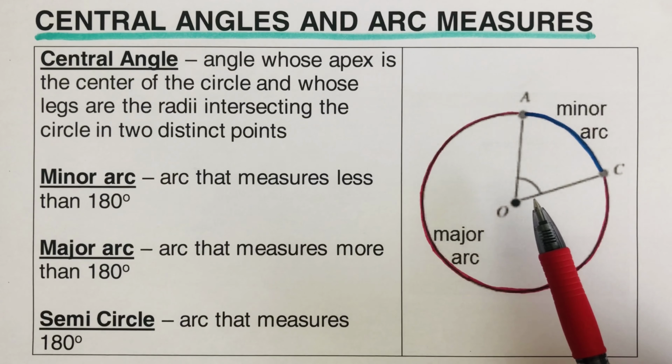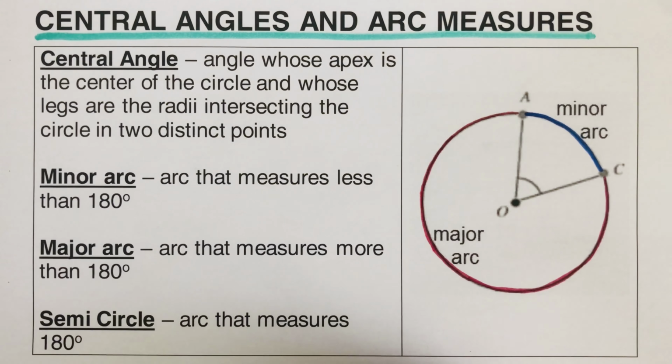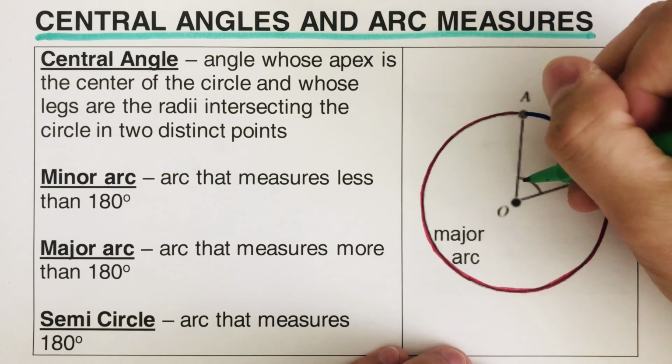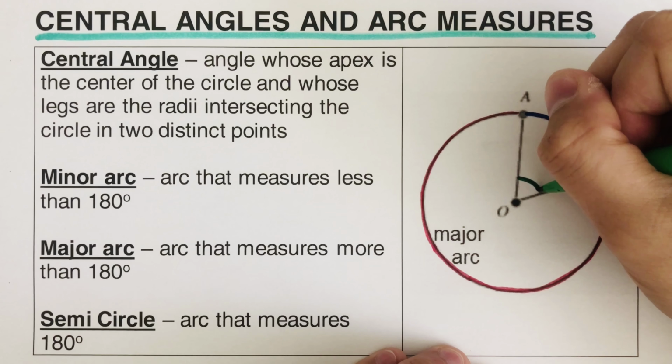It comes from the word center. So it is the angle that is located at the center of the circle. So this portion right here. So I'm gonna label this as green and this is our central angle.